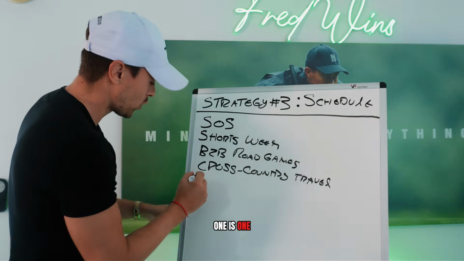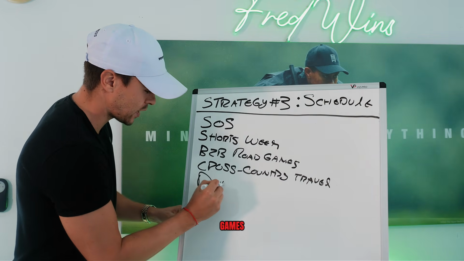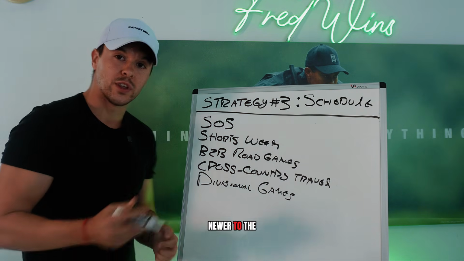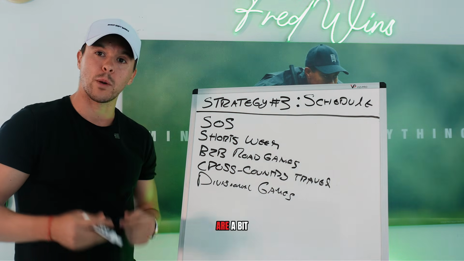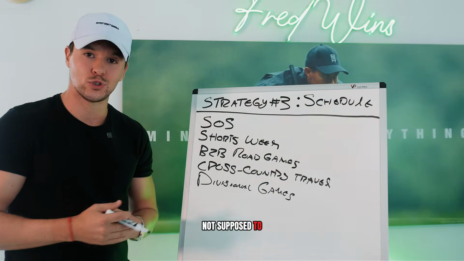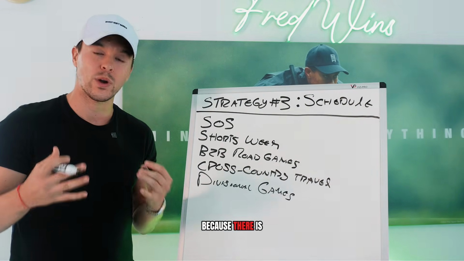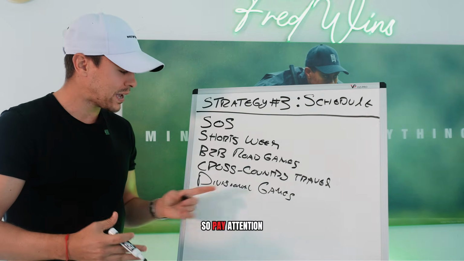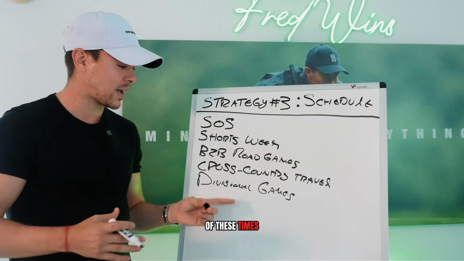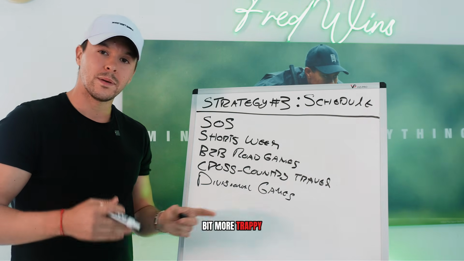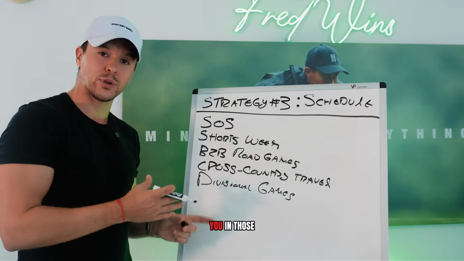Now the next one is one we all pay attention to, which is divisional games. And if you have been paying attention to the NFL, or if you're newer to the NFL, typically divisional games are a bit chaotic. Teams that are not supposed to win end up covering games or potentially beating their divisional opponent because there is a rivalry there. So pay attention to divisional games because a lot of times, these lines are a lot more enticing. They're a little bit more trappy, and Vegas is looking to trap you in those situations.